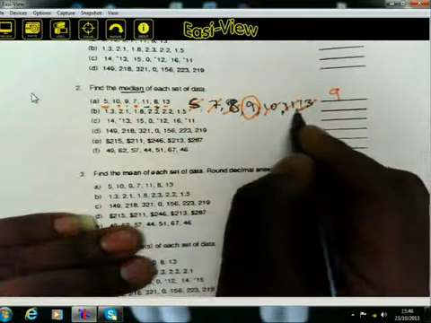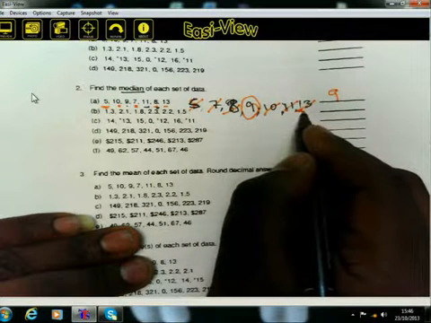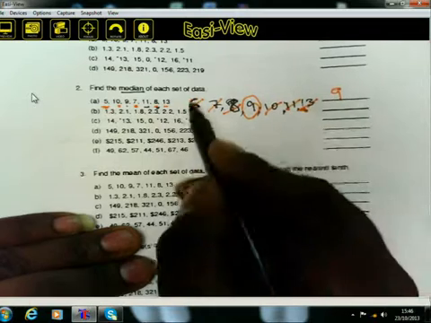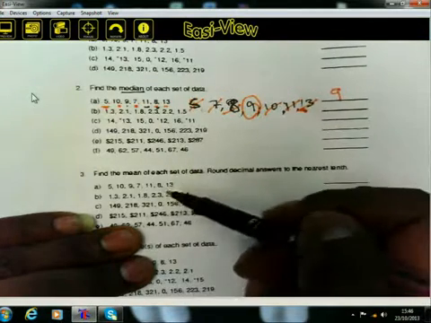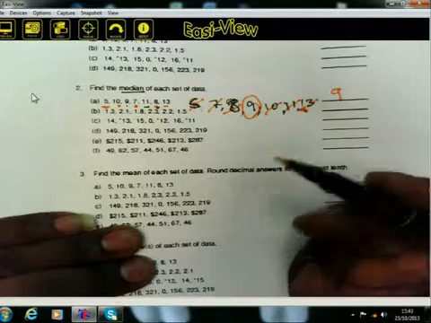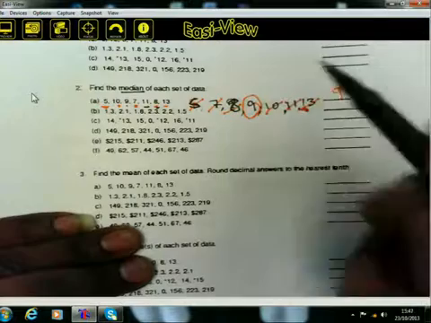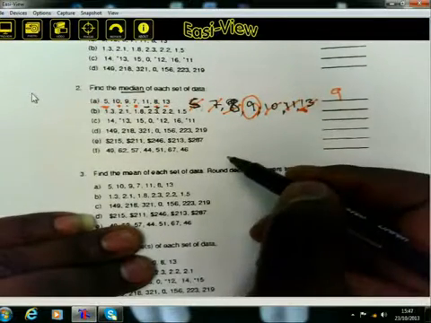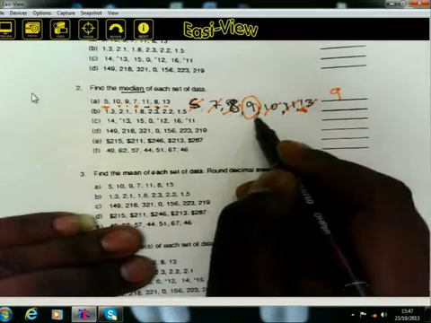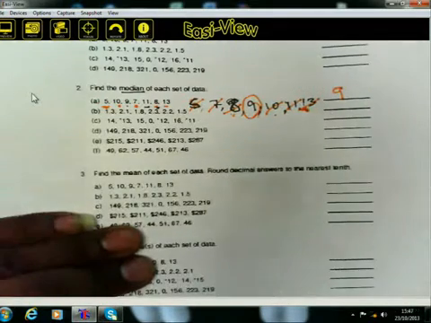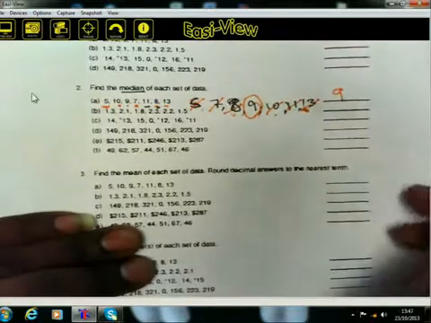Because if you leave one number, now that means they are no more going to be 7. They are going to be 6. And you are given 7 numbers. So that means if you check your median, your median will now be 2 numbers. That is why it's important for us always to double check that you wrote your numbers correctly.